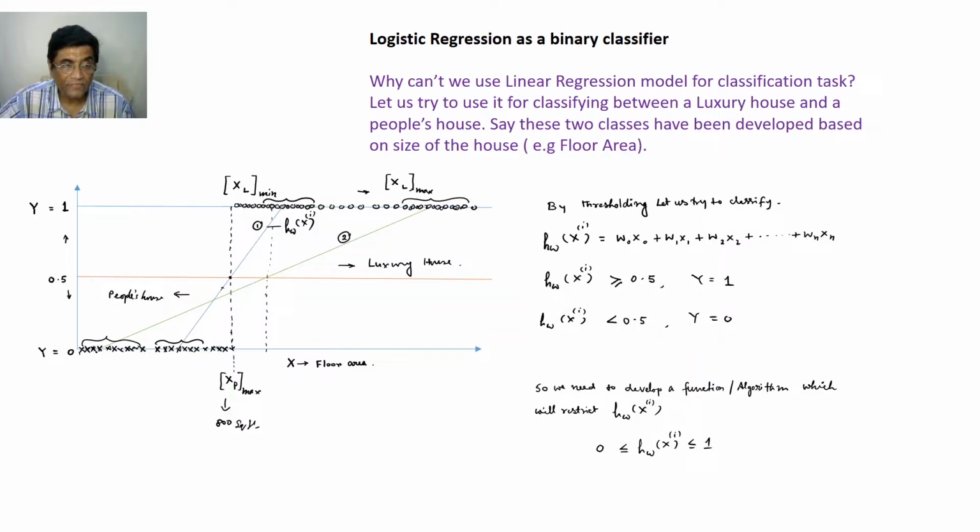Right? And then if you just use the same regression analysis model, you will get a tilted line because it will try to capture the trend of the data, right? So you will get a hypothesis here.